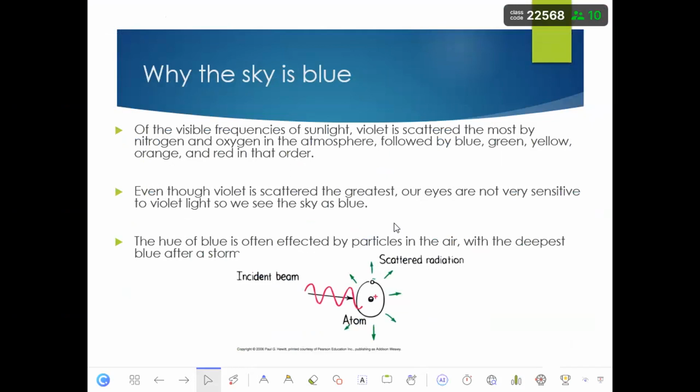But you need to know that when the spectrum of the light reaches the atmosphere, some visible light will be absorbed by the atmosphere. The only one which is reflected or scattered is the violet. Because our eyes are sensitive to the blue one, we just see the sky as blue.